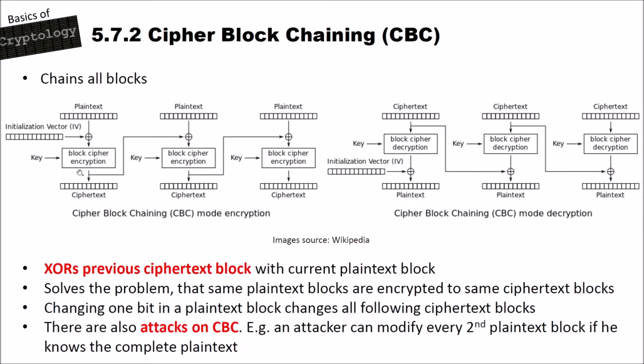And then in the cipher block chaining mode, the ciphertext is fed back to the next block. So we use the second plaintext block, we XOR it with the previous ciphertext block, and then encrypt this here. And then we do the same with the third plaintext block. It's also XORed with the previous ciphertext block, and so on and so forth. This is why it's called cipher block chaining. All cipher blocks are chained.